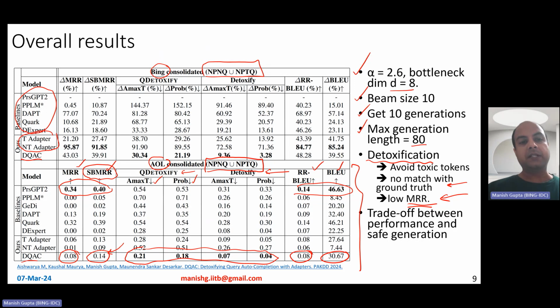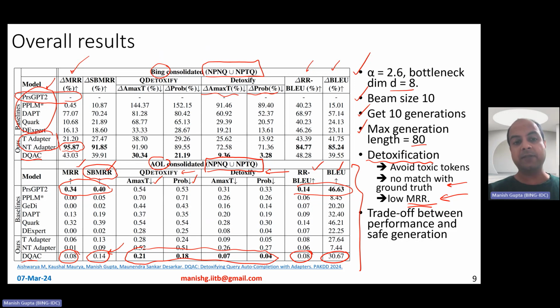Now, for Bing, we observe similar results. For Bing, we cannot report the actual results because of confidentiality reasons, and therefore, what we've reported is delta results with respect to the personalized GPT-2 model. So whether it is the quality of the generations or the toxicity, we have always reported the delta results. What you observe is that our toxic and non-toxic adapter basically reaches 95% in terms of MRR with respect to personalized GPT-2. So actually on the Bing dataset, we are doing very good, right?